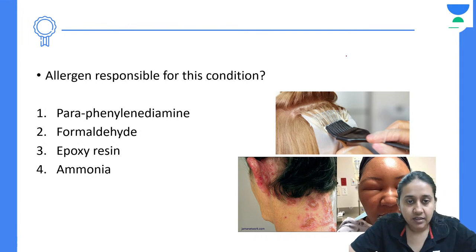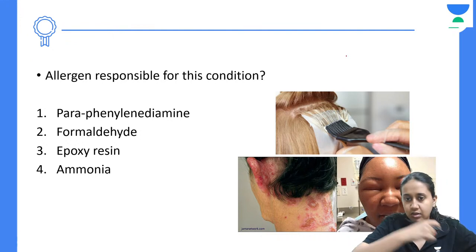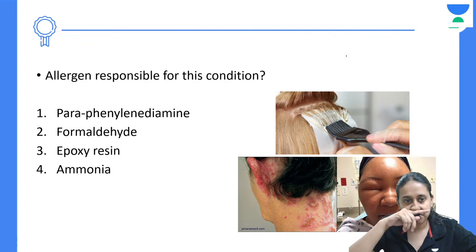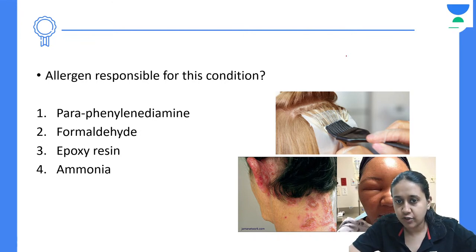Amazing all of you. The allergen responsible for this condition is paraphenylenediamine, formaldehyde, epoxy resin or ammonia. The allergen responsible for this condition would be?